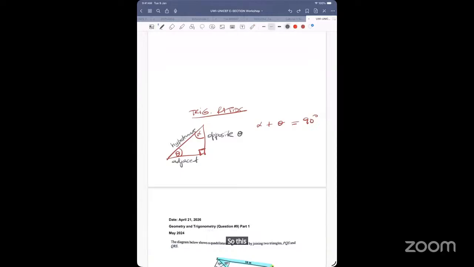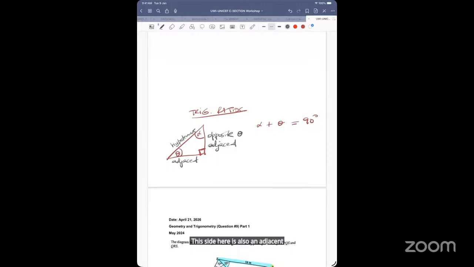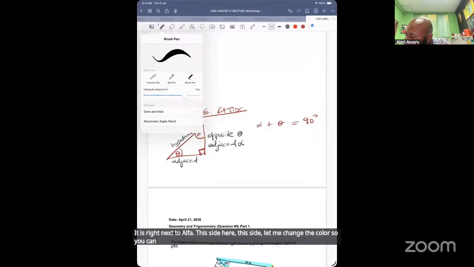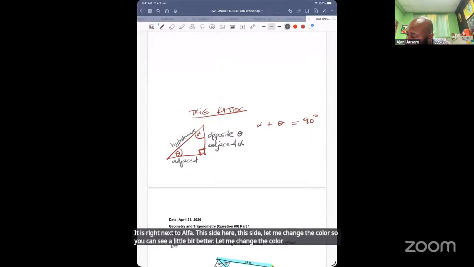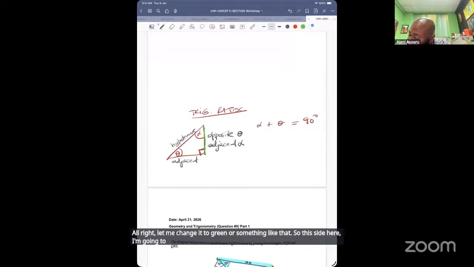But this side is also adjacent as well. Let me write it. Watch me now. Are you going to agree with me? This side here is also an adjacent side. But adjacent to what? Alpha. It is right next to alpha. Let me change the color so you can see a little bit better. I'm going to mark this side green. So the green side is opposite to theta while it is next to alpha. And the word for next to is adjacent. So that makes sense?